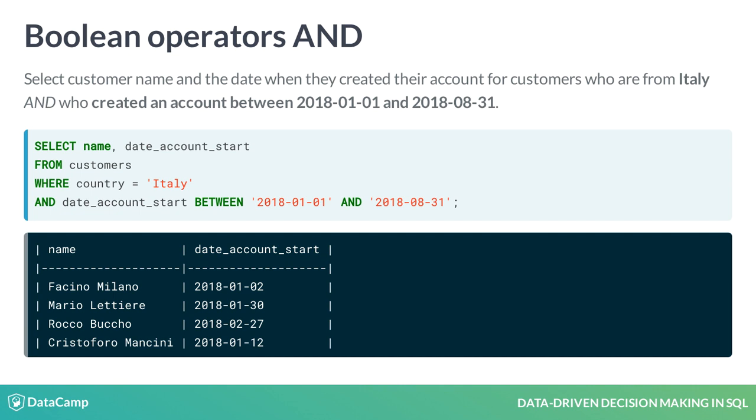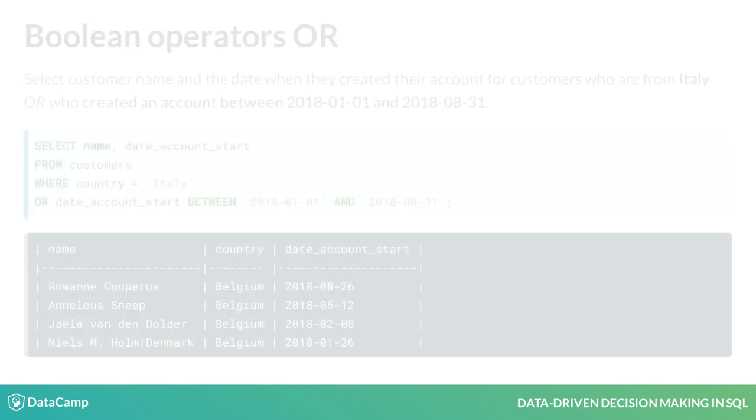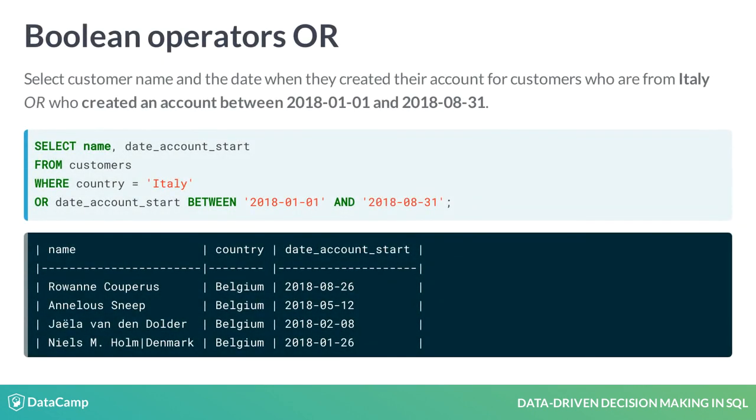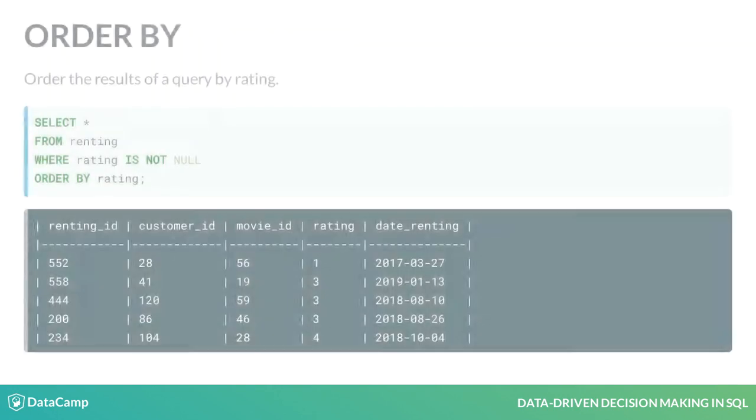It is also possible to use the Boolean operator OR to connect two conditions. Then all rows are selected where one of the two conditions hold. Here we select all customers who are from Italy or who created their account between the given dates.